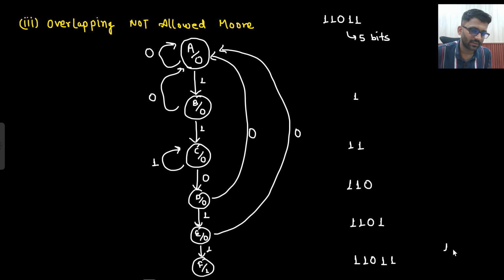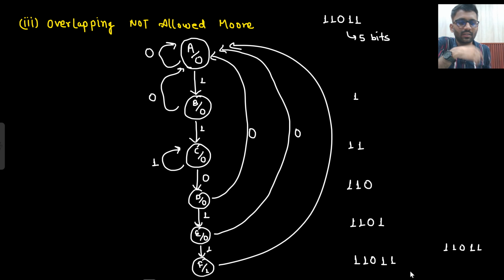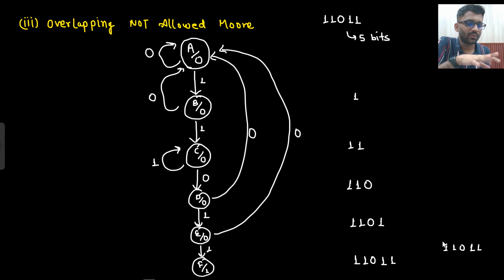Now in this case, 1 1 0 1 1. The case is overlapping not allowed. So you are supposed to start right from the beginning. Will you start from A only? No, you need to check. If you are at F, then 11011 has already been detected.